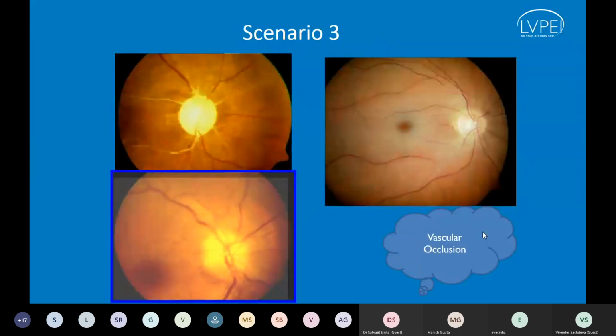So keep this in mind. This is all about evaluating a patient with temporal pallor. Now we move to another pattern. Now you see this patient with optic atrophy.